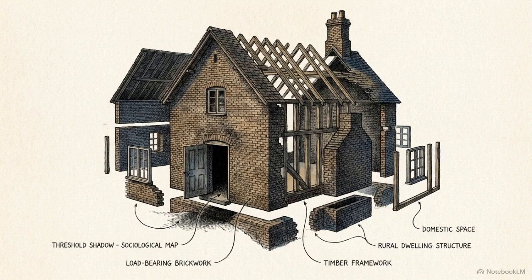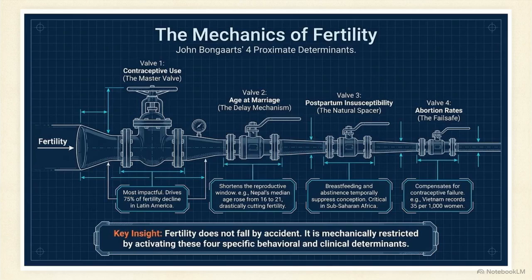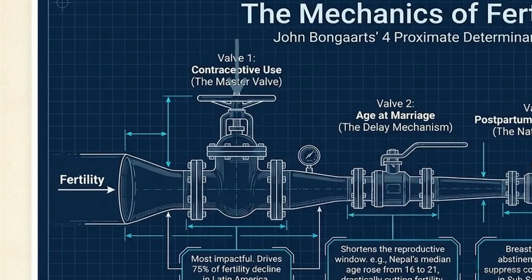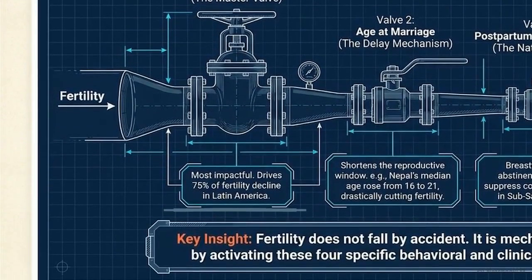To understand why demographic policies succeed or collapse, we have to look past the hospital infrastructure and diagnose the sociology of the individual household. This diagram outlines John Bongaarts' proximate determinants framework. It demonstrates that fertility is restricted by activating 4 specific behavioral and clinical valves. Valve 1 is contraceptive use. It is the master valve, driving 75% of the fertility decline seen in Latin America.